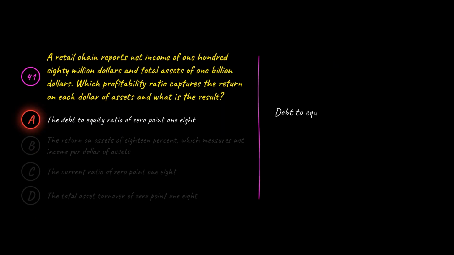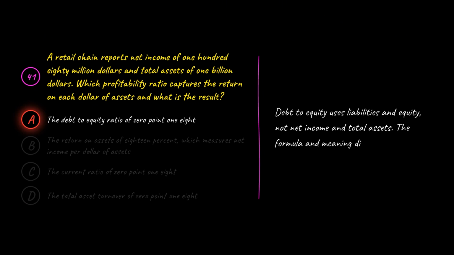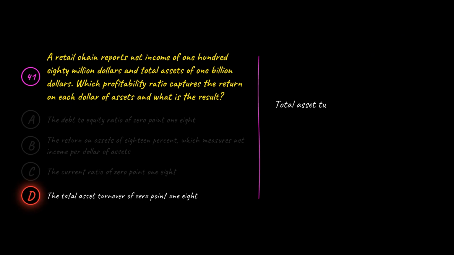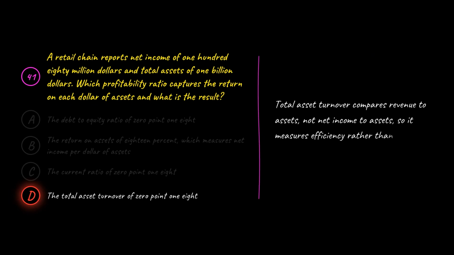A is wrong because debt to equity uses liabilities and equity, not net income and total assets. The formula and meaning differ. C is wrong because the current ratio uses current items only, not full net income and total assets. D is wrong because total asset turnover compares revenue to assets, not net income to assets, so it measures efficiency rather than profitability. Return on assets is a profitability ratio that tells us how much net income a company generates for every dollar of assets it controls.